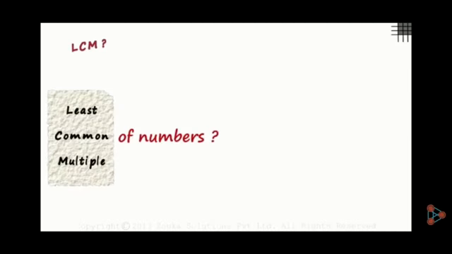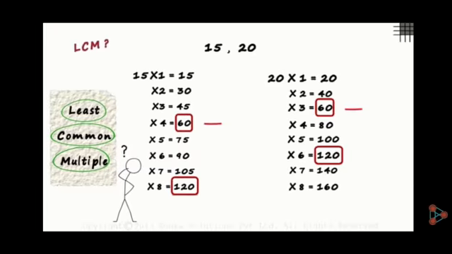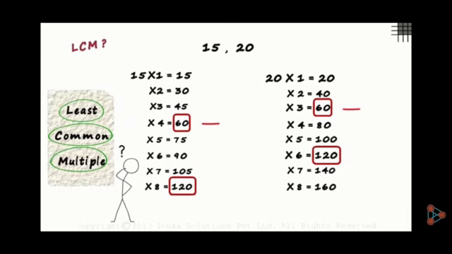Now next concept is LCM. LCM means least common multiple. Let us take one example, 15 and 20. 15 ones are 15, 15 twos are 30, 15 threes are 45, 15 fours are 60, 15 fives are 75, 15 sixes are 90, 15 sevens are 105, and 15 eights are 120.